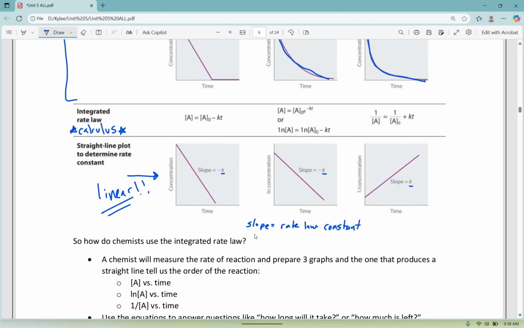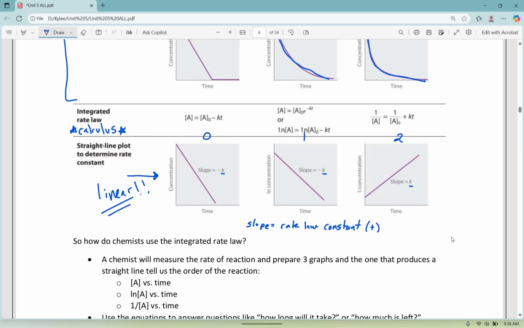The other thing that I want to point out is some of these do have a negative slope. So if this was 0 order, this was first, and this was second, we just need to remember that if our slope is negative, then k should always be a positive value. So if our slope is negative, we would change that to be a positive.